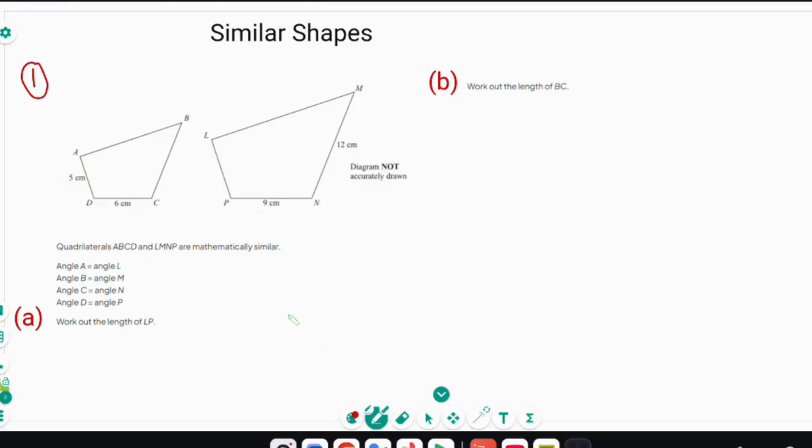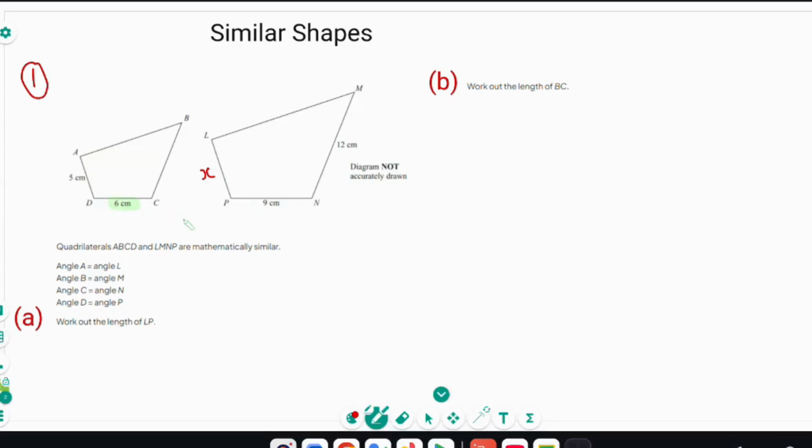Similar shapes. We're going to look at how to find missing lengths in similar shapes. So here we have two quadrilaterals. They are mathematically similar. Work out the length LP. Going to put an X there. Okay, so we need to work out a scale factor first.